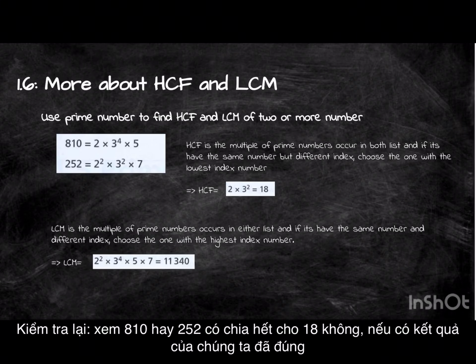11,340, which we can also double check by dividing 11,340 by 810 and 252. If they are also divisible, this number here will be the lowest common multiple.